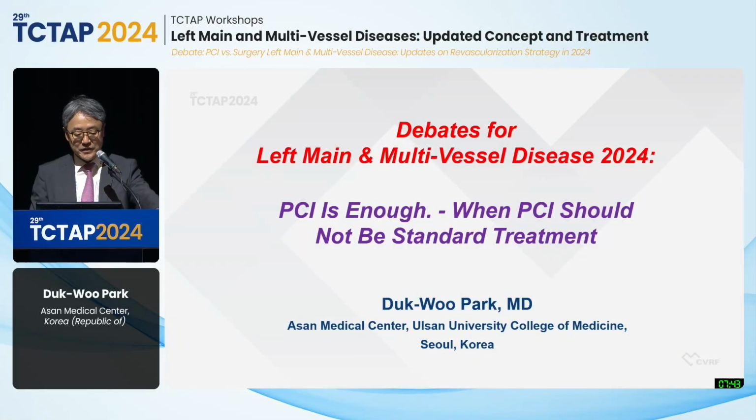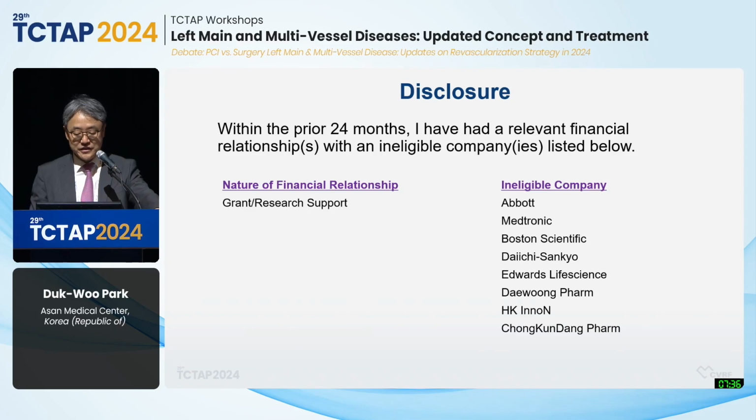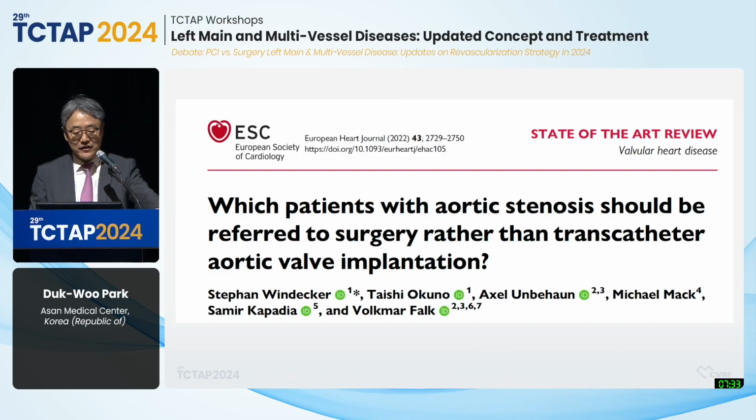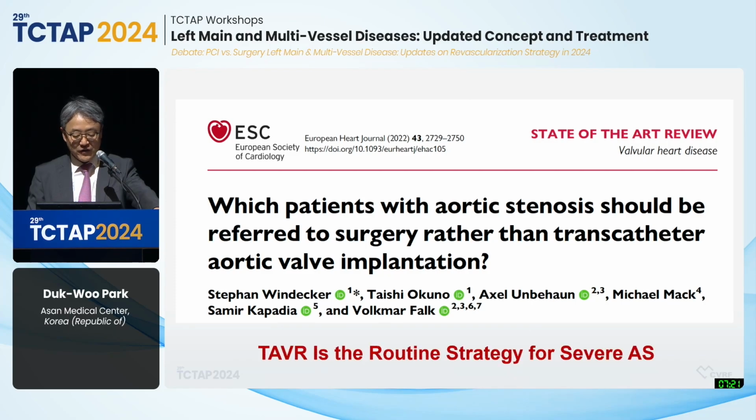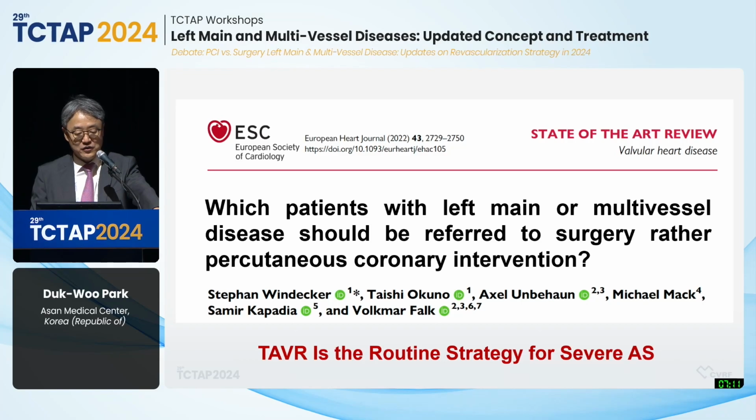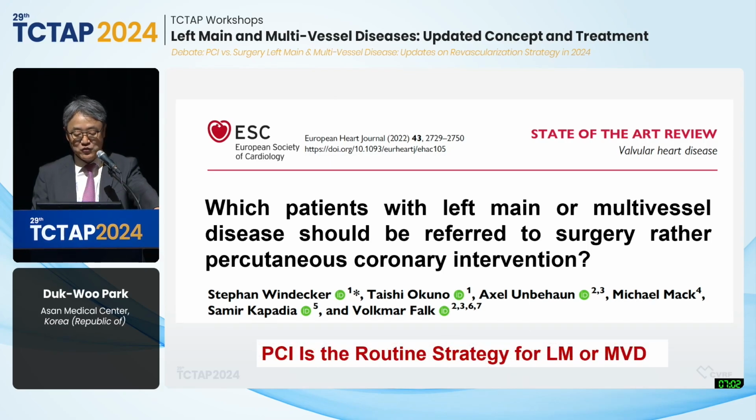My topic is about PCI is enough, when PCI should not be standard. The title is so challenging. This is my disclosure. This title is regarding SAVR and TAVR, which is very challenging: which patient with AS should be referred to surgery rather than TAVR procedure? That means TAVR is a routine and default strategy for all-comer severe AS. I think interventional cardiology doing PCI is like this. The title is which patient, left main or multivessel, should be referred to surgery rather than PCI. This is absolutely, PCI could be a routine strategy in contemporary practice.